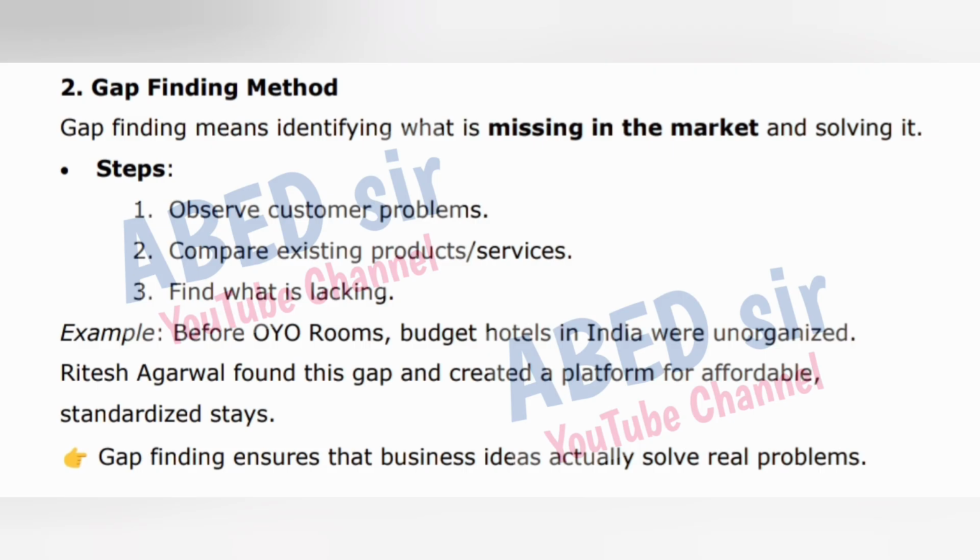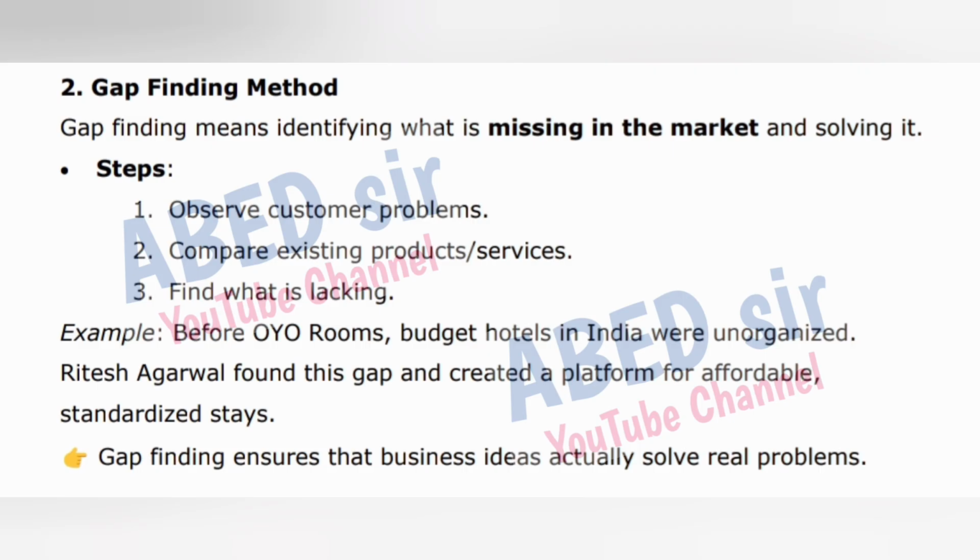2. Gap finding method. Gap finding means identifying what is missing in the market and solving it. Steps: 1. Observe customer problems. 2. Compare existing products and services. 3. Find what is lacking.